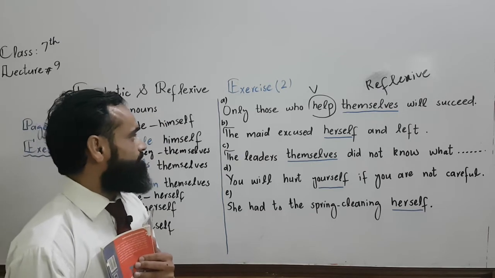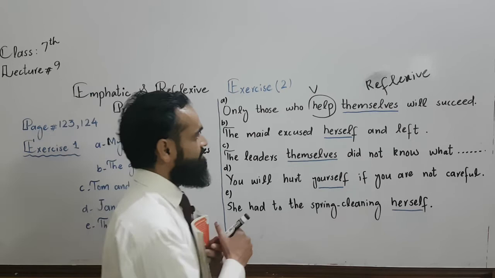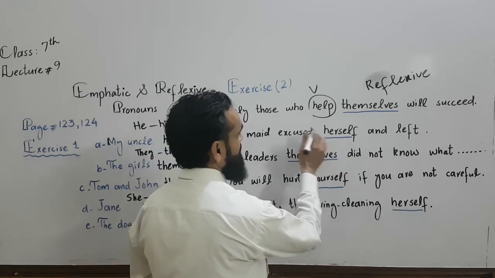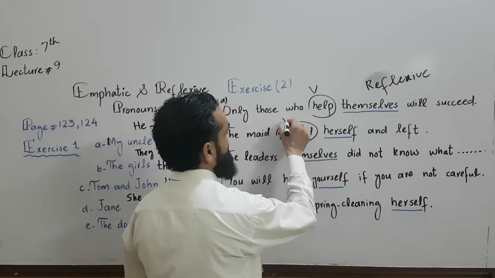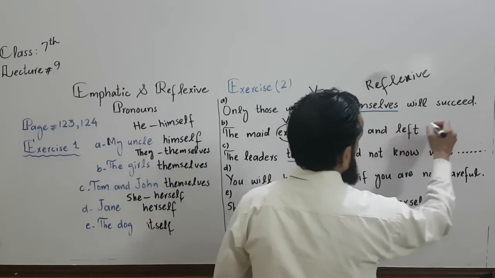While in sentence B, the maid excused herself and left. If you see in the sentence, before herself there is another verb, so you will treat it as reflexive pronoun again.